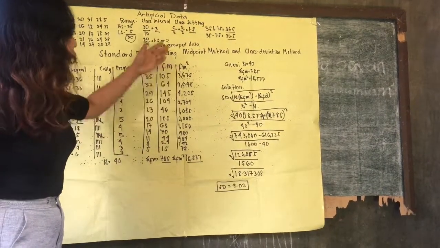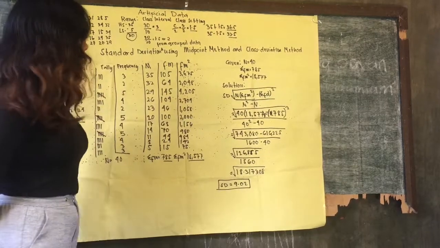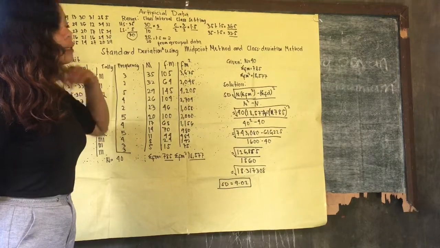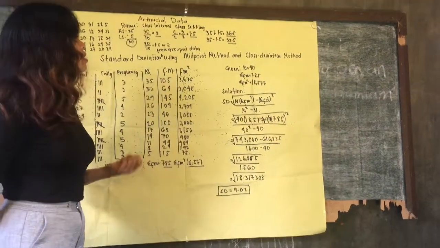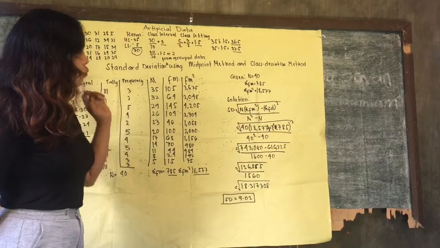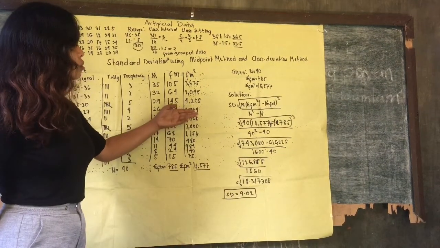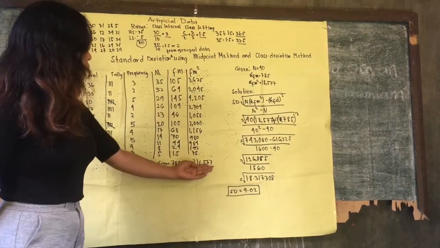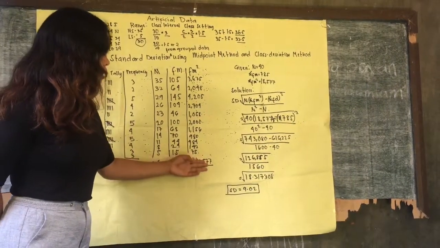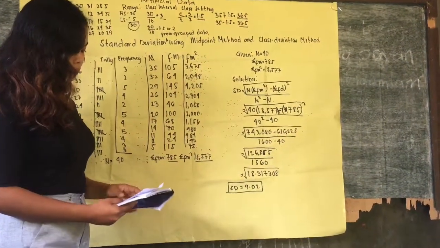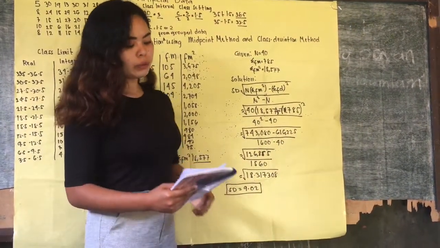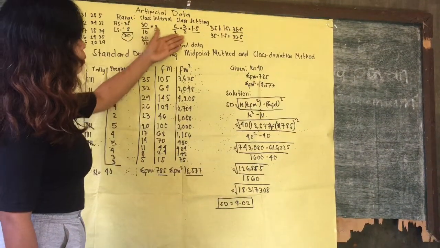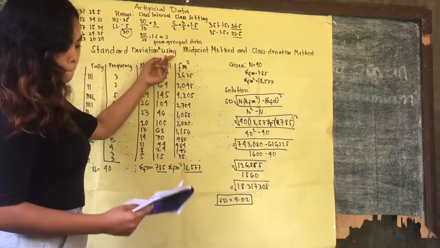After that, again, add all this value to get the summation of FM2. So 3,675 plus 3,072 plus 4,205 plus 2,704, and so on and so forth is equals 18,577. So finally, we will be proceeding to our computation for the standard deviation from group data using midpoint method.